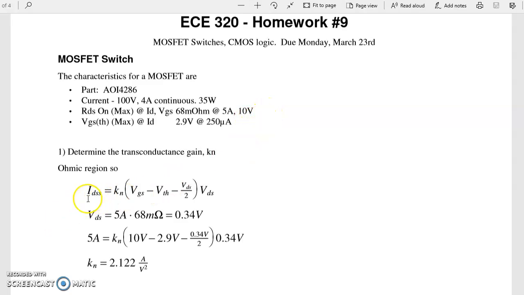In the ohmic region, the equation is as follows. IDS is K sub n. VDS is the voltage, 5 amps at 68 milliohms, 0.34 volts. Substituting, I have one equation, one unknown. Solve, K sub n should be 2.122 amps per volt squared.